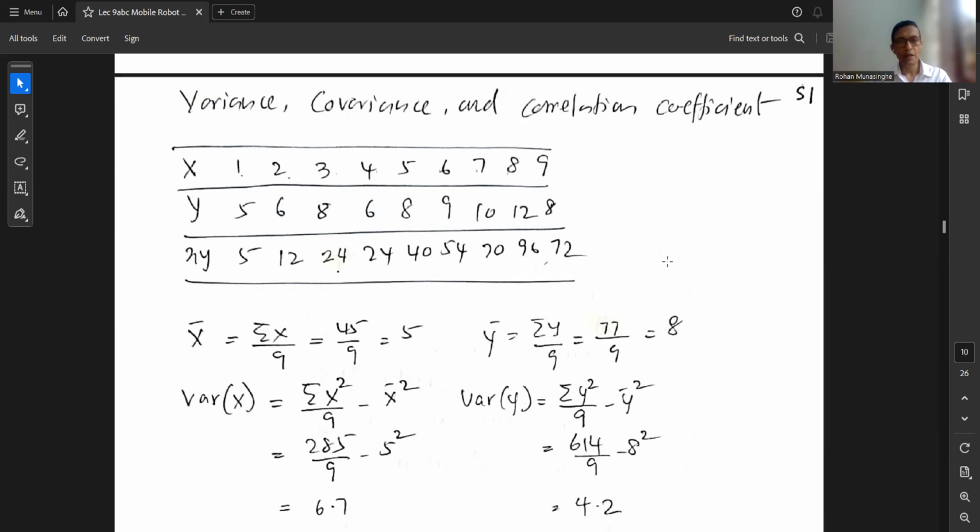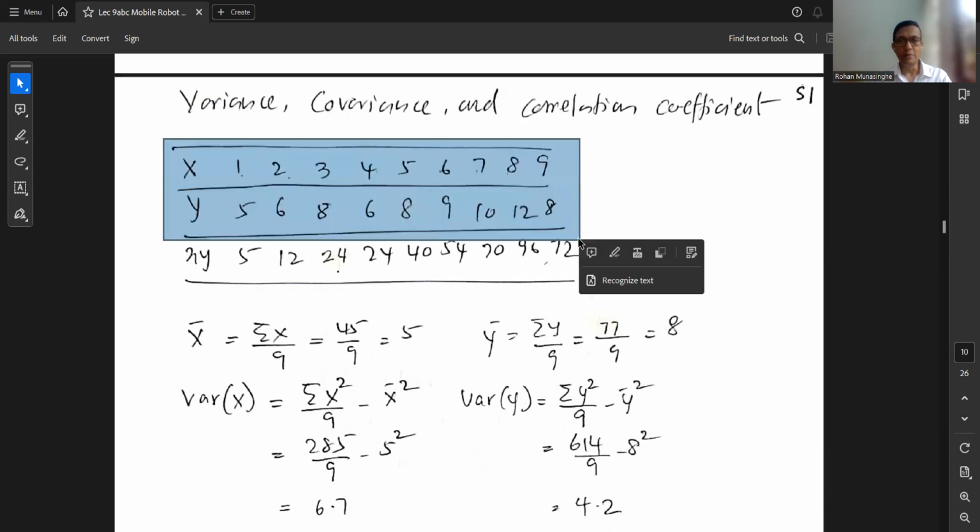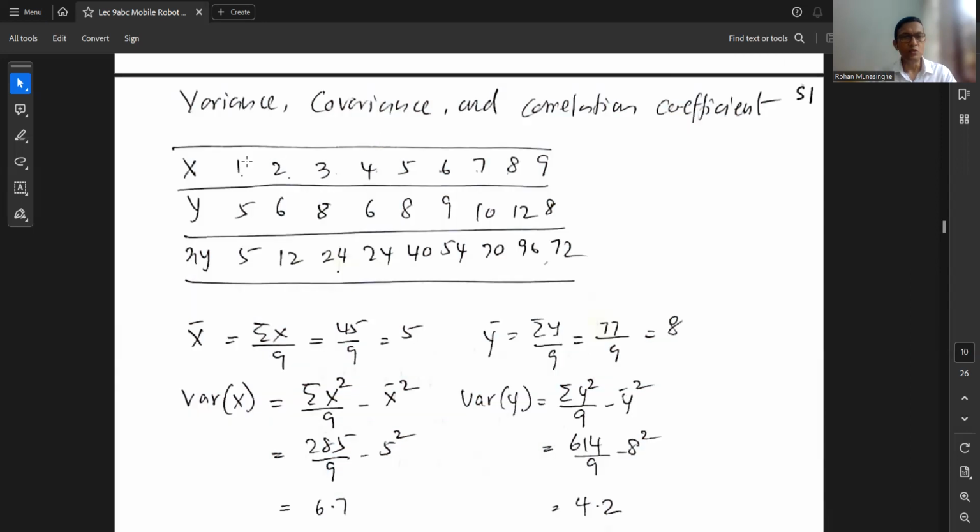Now here you can see two variables, let's say measurements. I give you a multimeter and ask you to measure a voltage, and you measure it, and these are the numbers. Two batteries, let's say. One battery is X, the other battery is Y. So these are readings 1, 2, 3, 4, 5, 6, 7, 8. Pretty easy to understand. The other one is 5, 6, 8, 6, whatever it is.